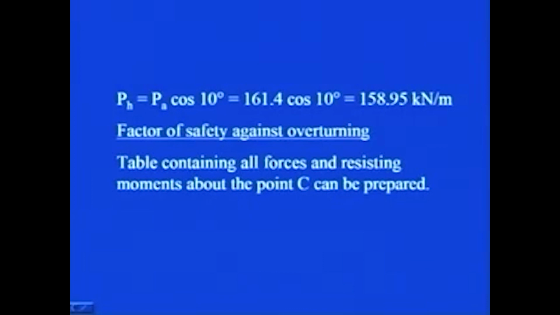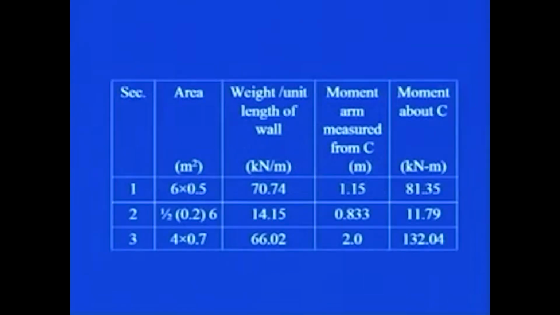Now, after knowing these preliminary things, let us see how we can find the factor of safety against overturning. As I explained while we were discussing the theory, we have to prepare a table which shows all the forces and the lever arm from the toe of the wall or base slab. You can see here the first column is the section number, the second is the area, the third is weight per unit length of the wall, the fourth gives the moment arm measured from the point C, and then the moment about the point C.